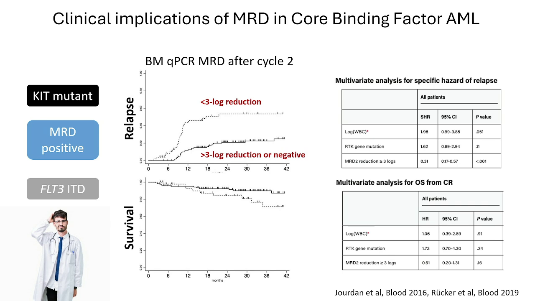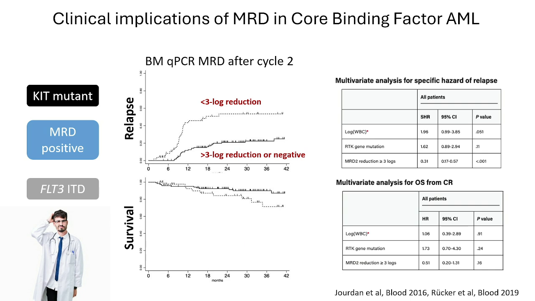This is looking at MRD status at early time points post-course 2 in the bone marrow. Interestingly, there's a significant increase in relapse for those patients that do not hit the 3-log reduction, but there is not really any impact on overall survival here. So this suggests that there perhaps isn't strong enough evidence to consider MRD at this time point as an indication for treatment intensification. How does the MRD status interact with the baseline molecular risk?